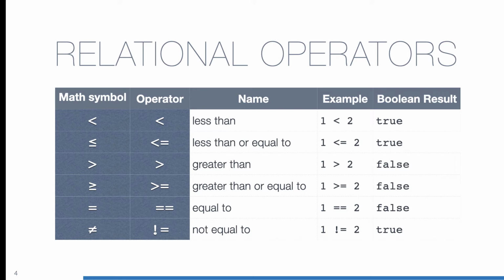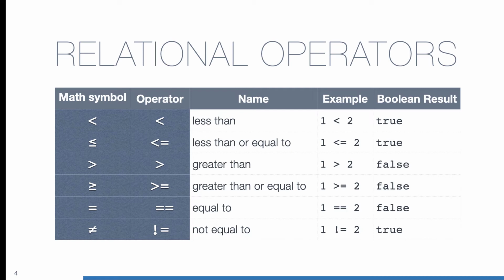One less than 2. We know that 1 is less than 2, so we know that the result of that is going to be true. On the next line, we have 1 less than or equal to 2. Well, if 1 was less than 2, it's definitely less than or equal to 2, and that will be true as well. 1 greater than 2.